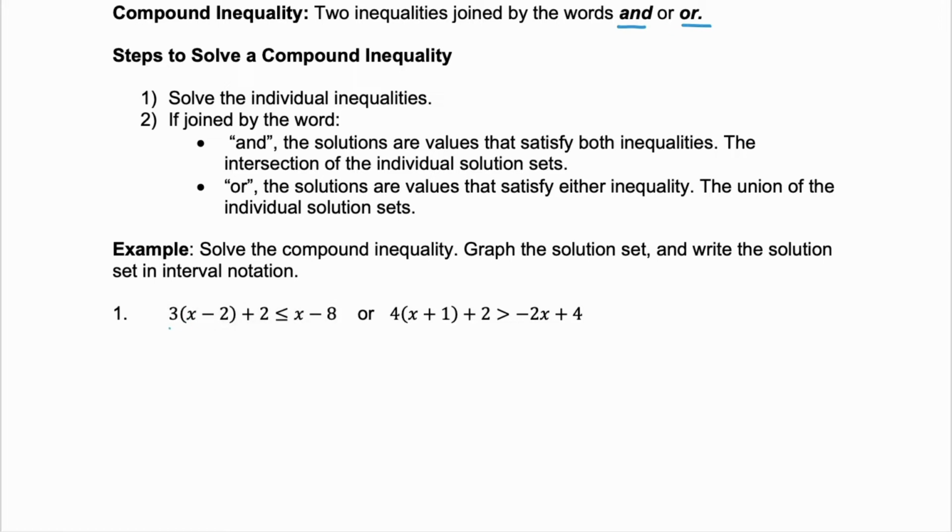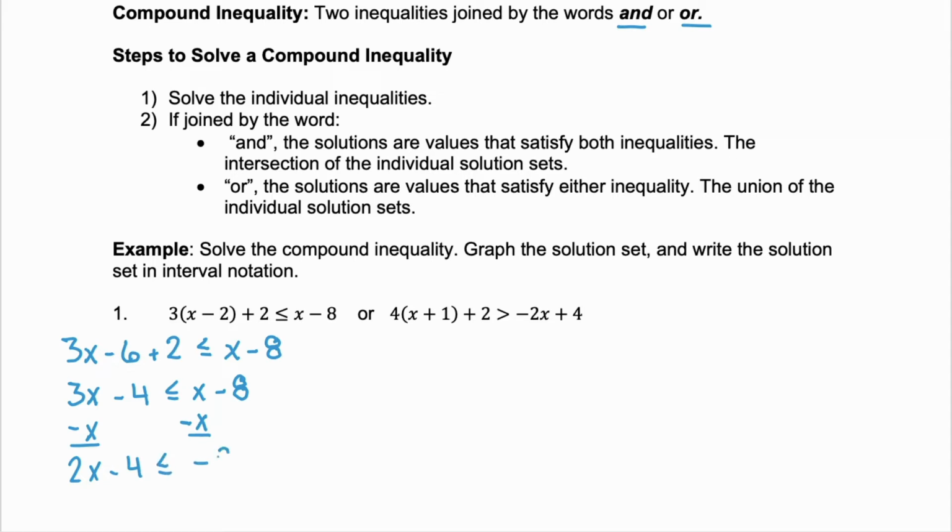With our first inequality, we have a 3 that needs to be distributed. That'll give us 3x minus 6 plus 2, which is less than or equal to x minus 8. Let's combine those like terms, those constants on the left, and we have 3x minus 4 is less than or equal to x minus 8. Remember, our goal is to get our variables together on one side and the constants together on the other side. So let's subtract this x on the right, and we'll do that on both sides. So we have 2x minus 4 is less than or equal to negative 8.